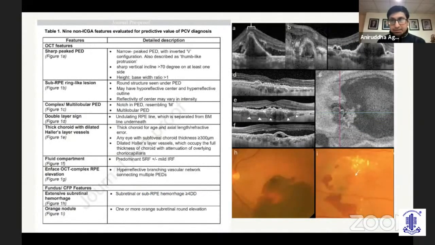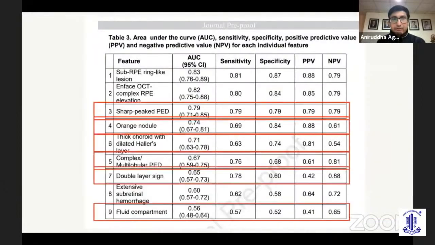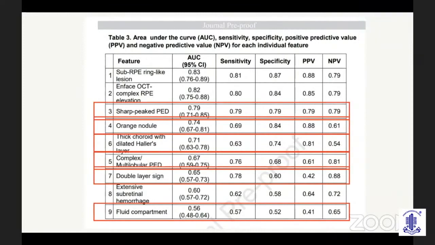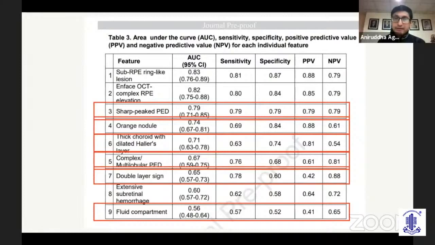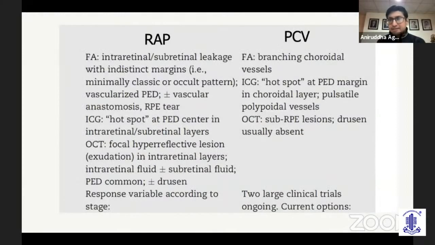So they have certain descriptions here of sharp peak PEDs and ring-like PEDs. But what's important is that if you identify these features on the OCT, which I've highlighted, the sharp peak PED, orange nodule, complex PEDs, double layer sign, and fluid compartment, they have a very high area under the curve for diagnosis of PCV.